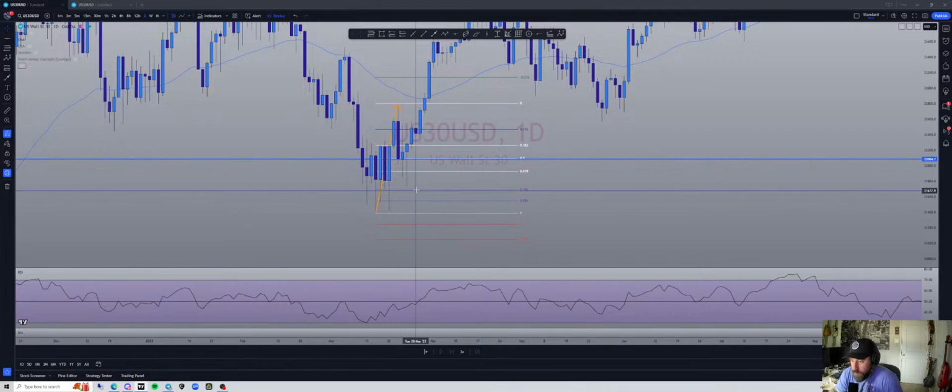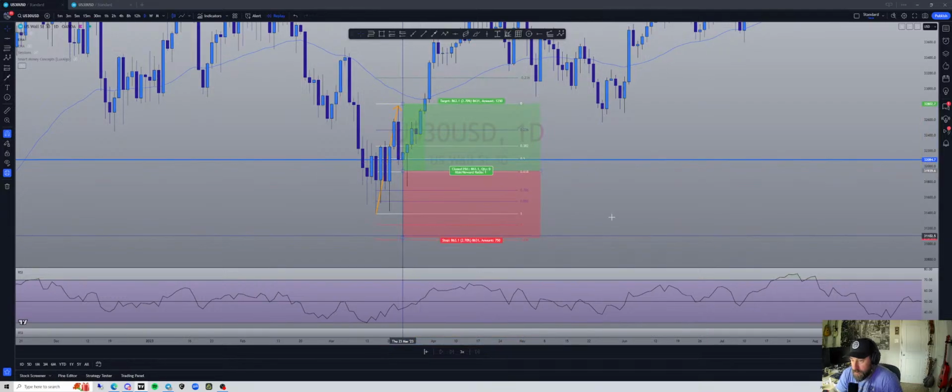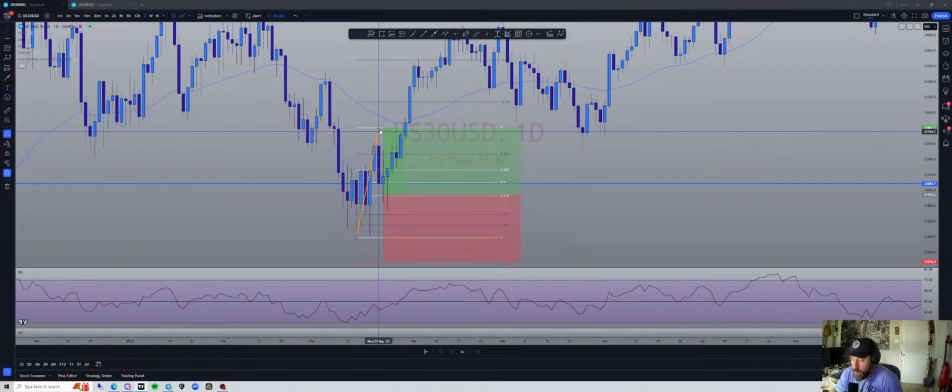The other zone is here, 78.6. It did not hit it. So if you were to take a buy right here at the 50, or if you were more patient and caught it at the 61.8, you would be nowhere near your stop loss. And your TP1, I would say, would be the double top.